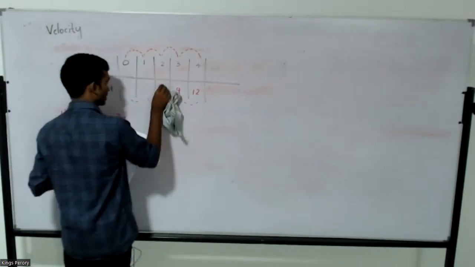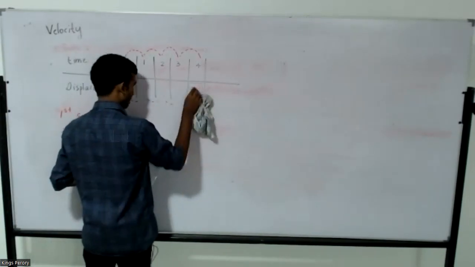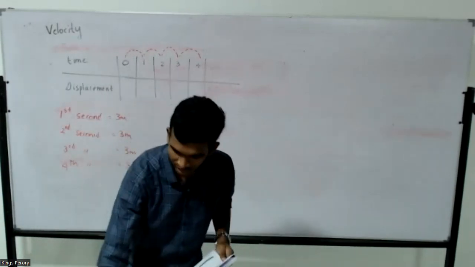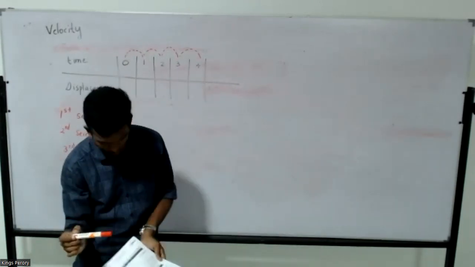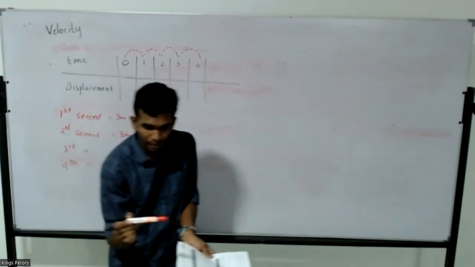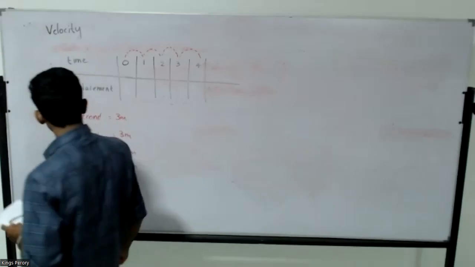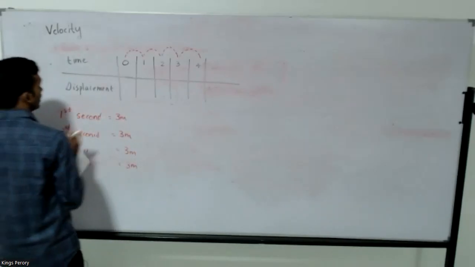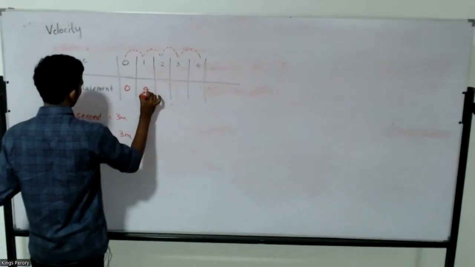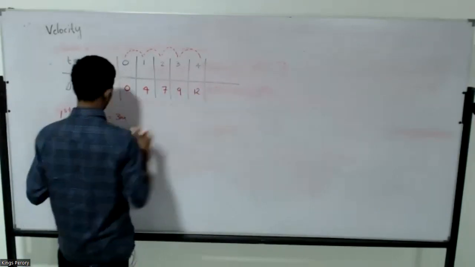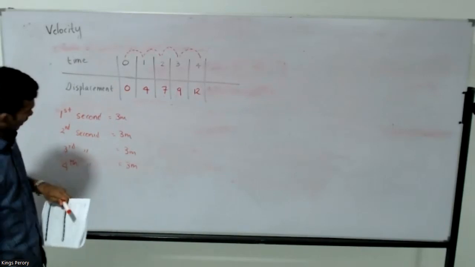Time will never change and time will always go in the same way. I'm doing the same experiment. I have an object. I start the motion. I start the stopwatch. Measure the displacement traversed in every 1 second. And I'm going to plot a table for that. Displacement is 0, 4, 7, 9, 12.